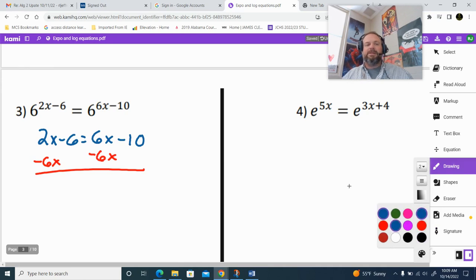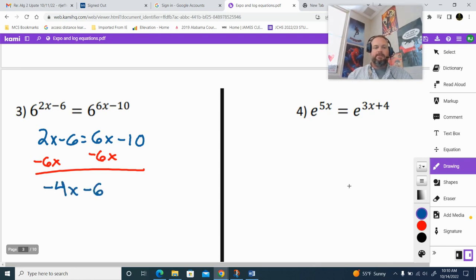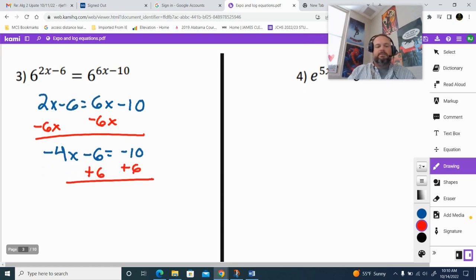All right, so what I'm doing here is when I move this 6x by subtracting, I have 2 minus 6x. So when I combine like terms, I get negative 4x. It doesn't disappear, I just combine them. And then likewise, when I add this 6 right here, it doesn't disappear, it just combines, and it makes a new person. It makes a negative 4.